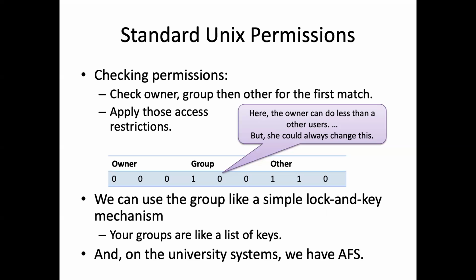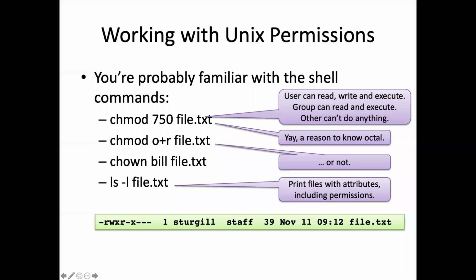If you're the owner of the file, these 3 bits say what you can do with the file. If you're a member of the group that the file is stamped with, these next 3 bits say what you can do with the file. Otherwise, if you're neither of those, these last 3 bits say whether you can read the file, whether you can write the file, or whether you can execute that file as a program. You probably already know some of this stuff.